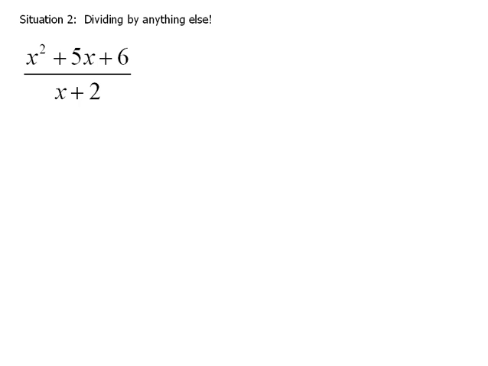Alright, so when we divide by anything other than a monomial, we have to do regular plain old long division. So that means that we have to write it out as x squared plus 5x plus 6 divided by x plus 2. Now, as we do this, this seems a little bit daunting, so what I want to do is go back to just a plain old division problem.